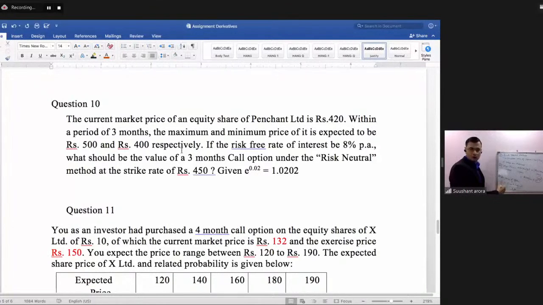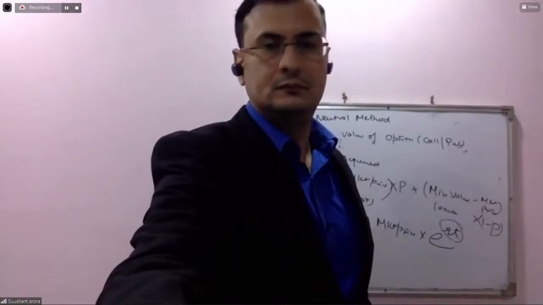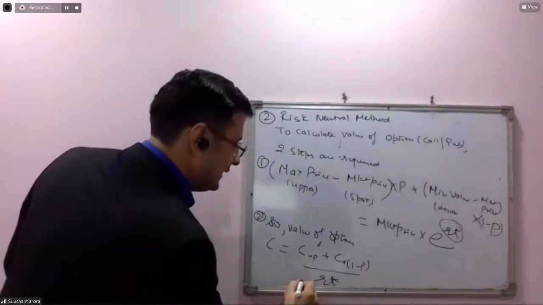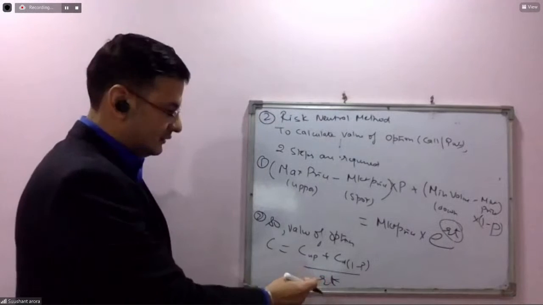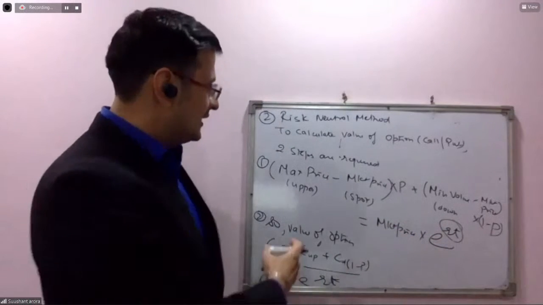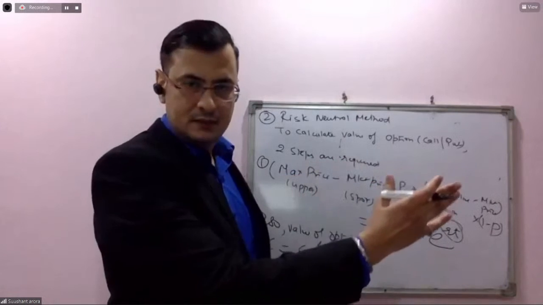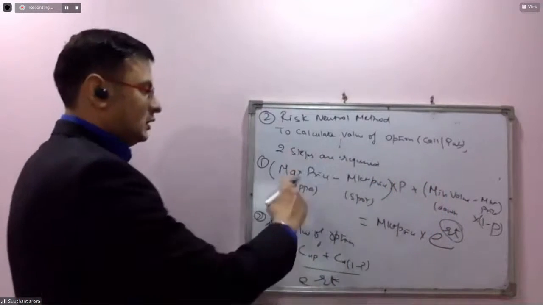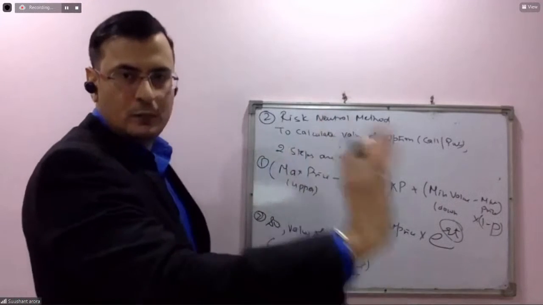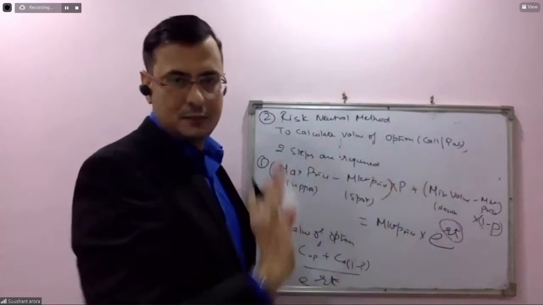Sorry, I forgot to write. Let me make this clear if it is not. It has to be e to the power RT. I think I skipped the E. It has to be e to the power RT. Clear? So I am using this formula directly to make you understand the concept.